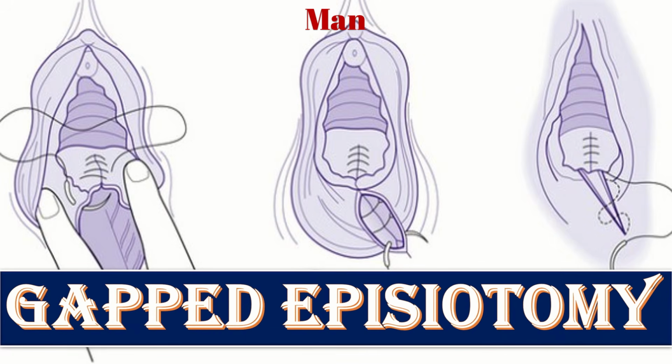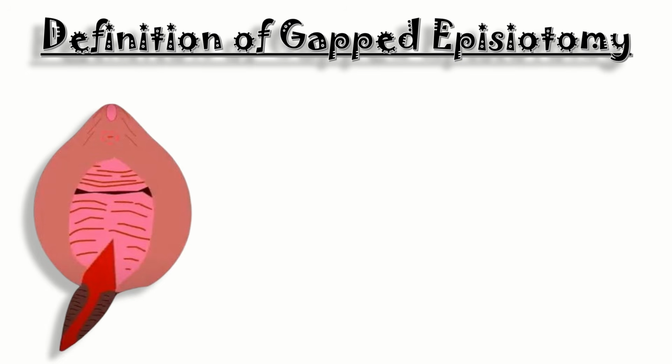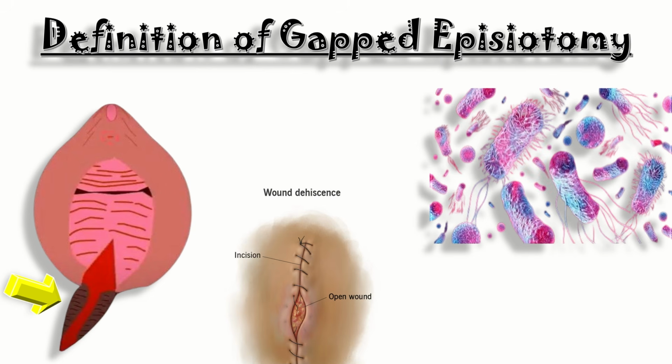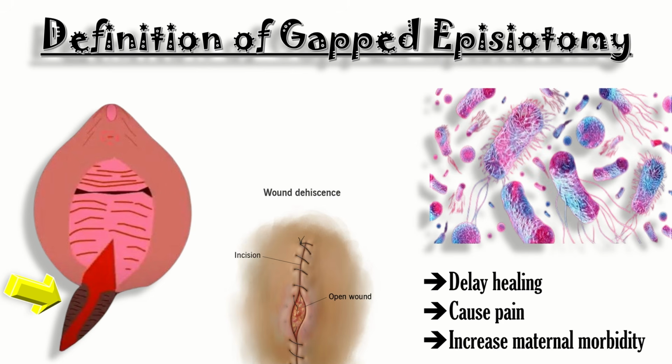In today's video, we will discuss the management of gaped episiotomy, including wound care, treatment, and follow-up. So let's get started. How would you define gaped episiotomy? It is the separation of edges of an episiotomy wound after childbirth, resulting in partial or complete wound adhesions. It may occur with or without infection and can delay healing, cause pain, and increase maternal morbidity.